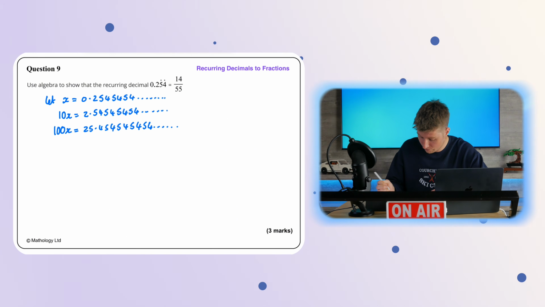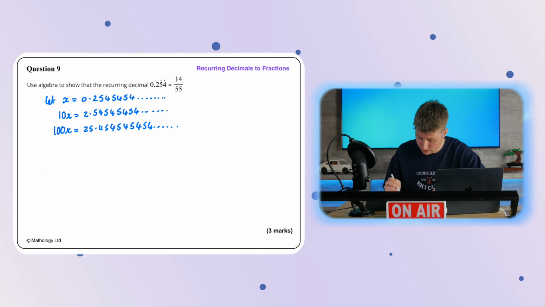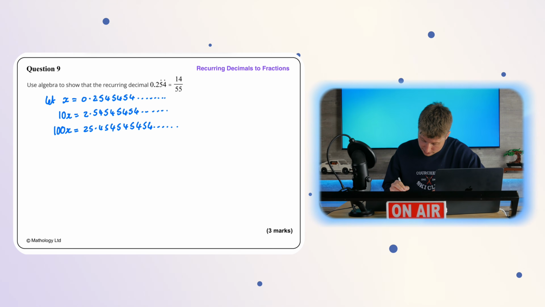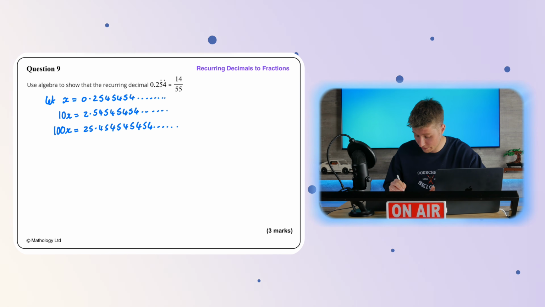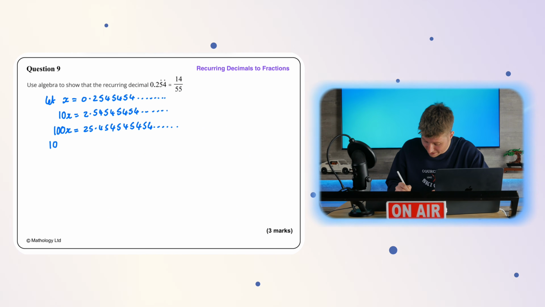25.4545454 and so on. And each time we're trying to get a match to the right hand side of the decimal point. So currently this one starts with a 2, this one starts with a 5, and this one starts with a 4. So we haven't got a match yet, so we need to keep going in multiples of 10 on the left hand side. So we're going to look at 1000x next.